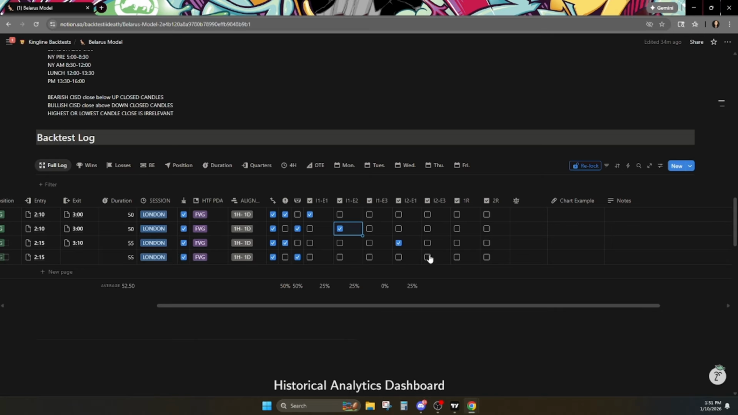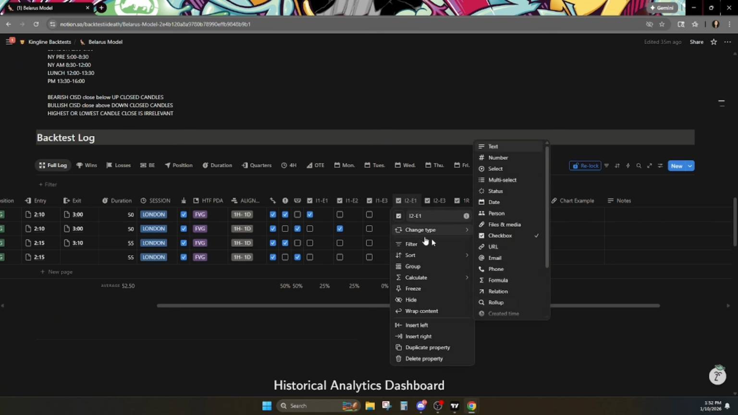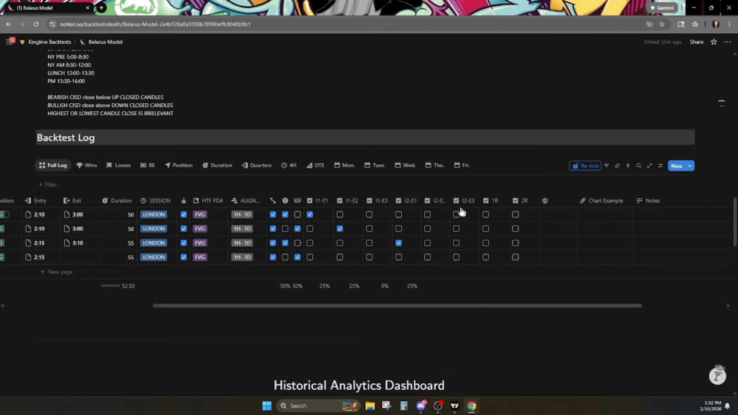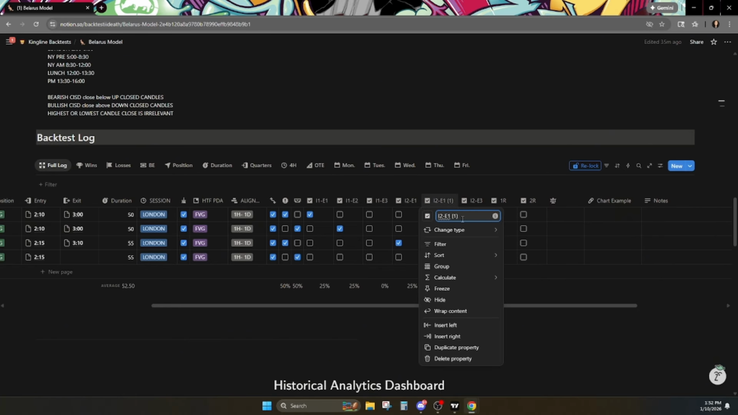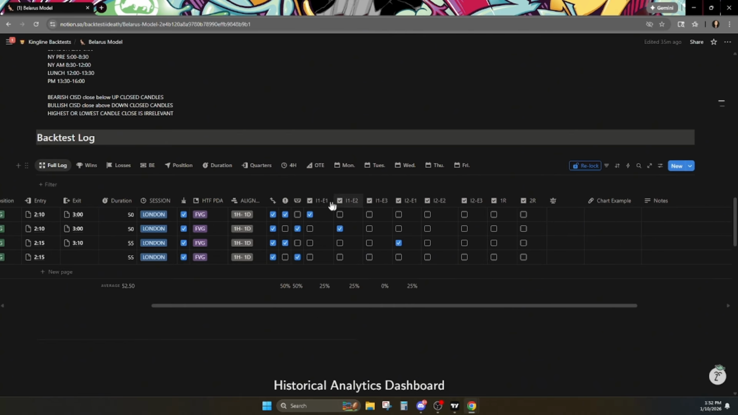Ooh, I need to change the order of these. I already see this being an issue. Wait a second, I don't have an entry 2. Entry 1, entry 2. All right, so I need to do them by entry, not by idea. That's going to be the easiest way. Okay.